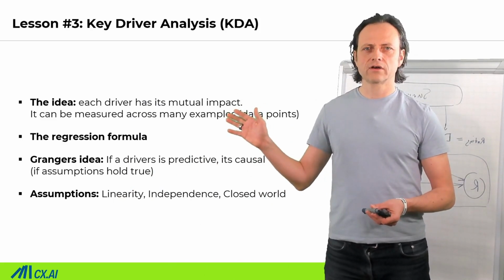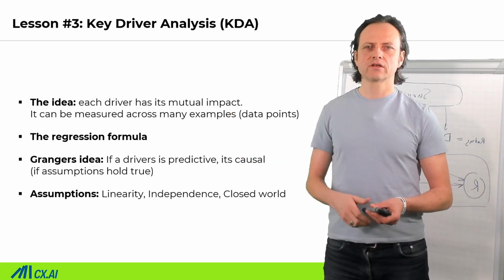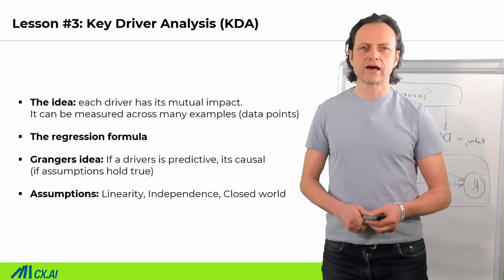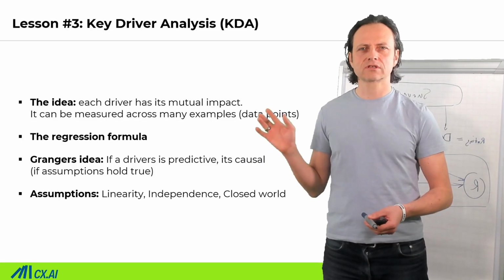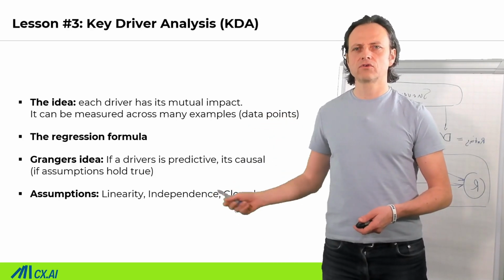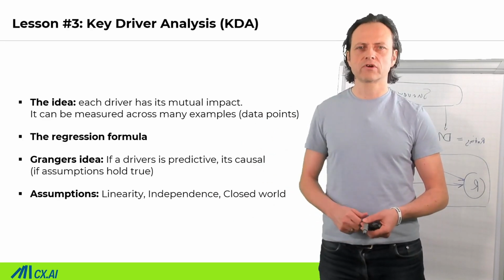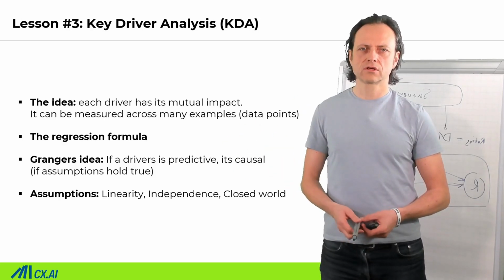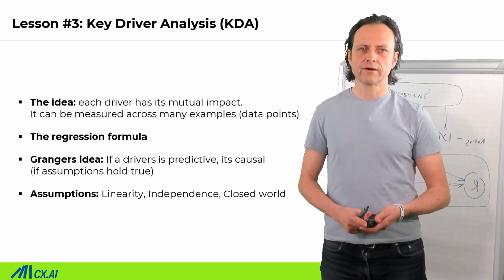So the idea is that the drivers have a mutual impact. They are represented in some kind of regression formula. According to Granger's idea, you can assume, based on some assumptions, that what you find is causal to your outcome. And you should know the assumptions of linear regression, which is linearity of drivers, independence of drivers. Closed world assumption is an assumption based on Granger's idea.